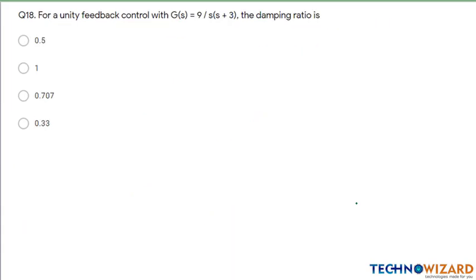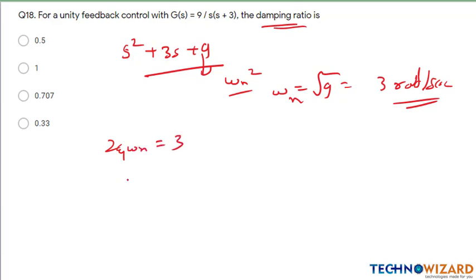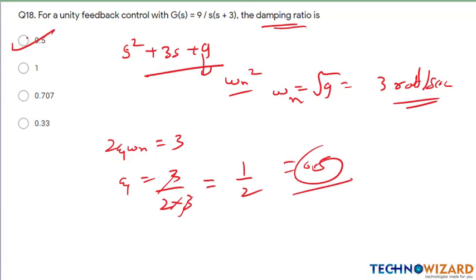Next question. For a unity feedback, same as the above question, first of all we have to find the characteristic equation. This will come out to be s square plus 3s plus 9. From here we can find the damping ratio. This is omega n square, therefore omega n is equal to root 9, which is equal to 3 radian per second. Now 2 zeta omega n is equal to 3, and zeta will be equal to 3 upon 2 into 3, which is equal to 1 upon 2. The 3s get cancelled. 1 upon 2 is 0.5. Zeta, the damping ratio, is 0.5. Option A is the correct answer.